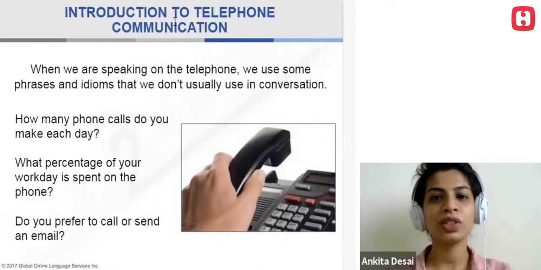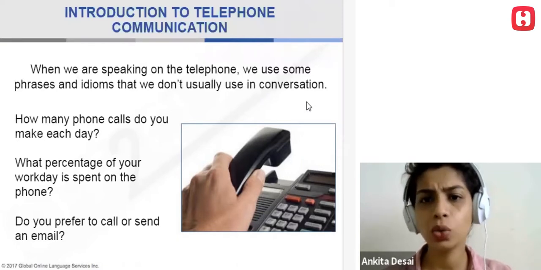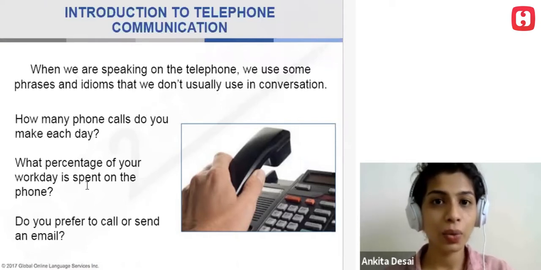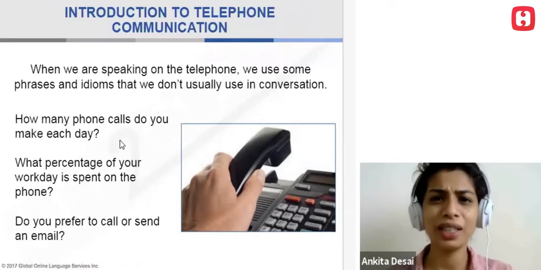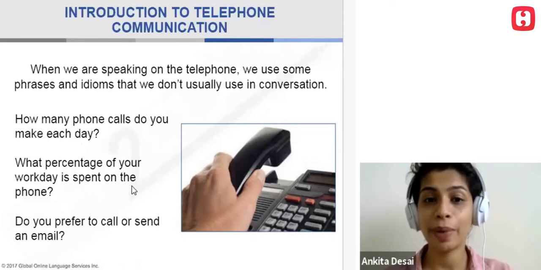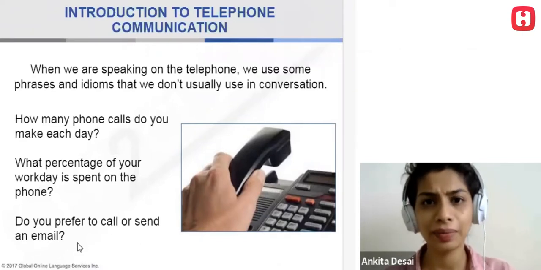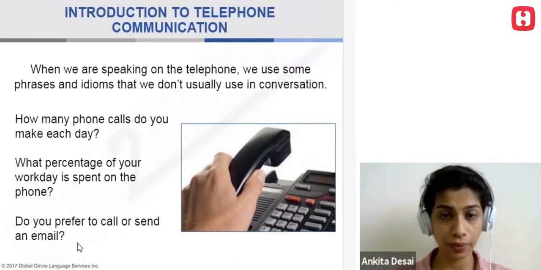All right. Introduction to telephone communication. When we are speaking on the telephone, we use some phrases and idioms that we don't usually use in conversation. So, could you answer this question? How many phone calls do you make each day? Probably a lot, isn't it? What percentage of your workday is spent on the phone? Do you prefer to call or send an email? What do you prefer? Do you prefer writing an email or just giving a phone call? What is it that you prefer?